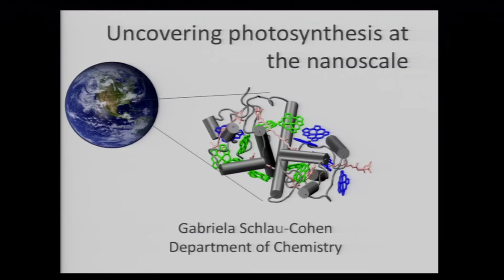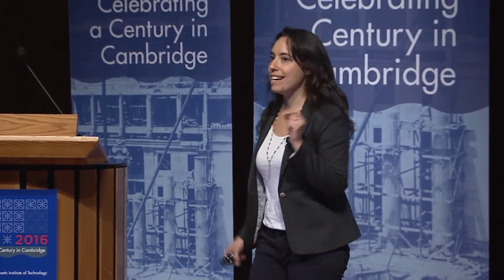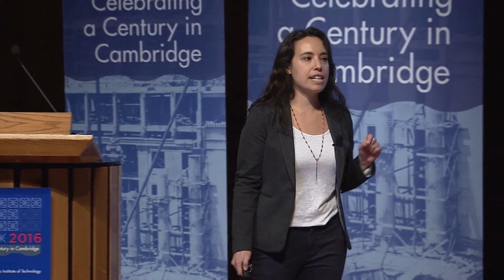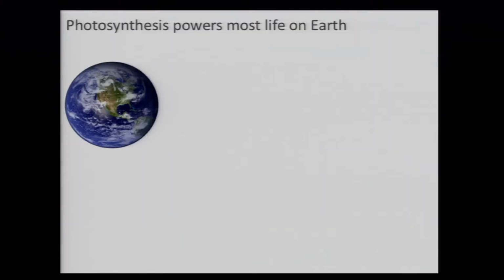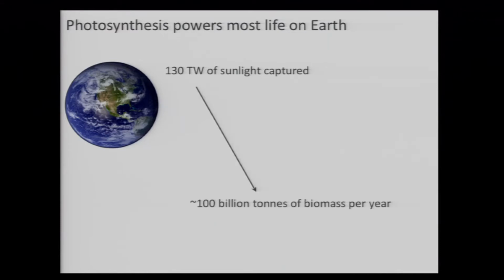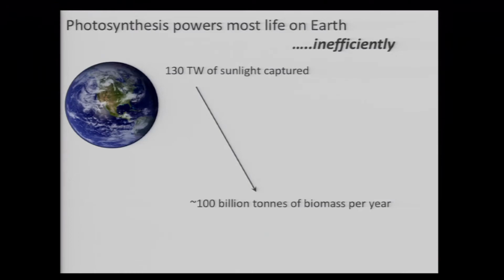So today, I'm going to tell you a story about how we can zoom in down to the nanoscale. And by looking at biology at the nanoscale and the dynamics at the nanoscale, we can get an understanding of a fundamental process, photosynthesis. Photosynthesis is the powerhouse for almost all life on Earth. 130 terawatts of sunlight are captured and converted to over 100 billion tons of biomass each year. But photosynthesis has a limitation, and that limitation is its efficiency. Photosynthetic organisms operate at less than 10% power conversion efficiency.